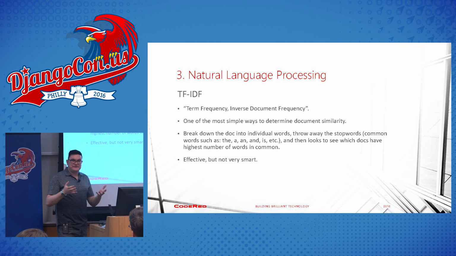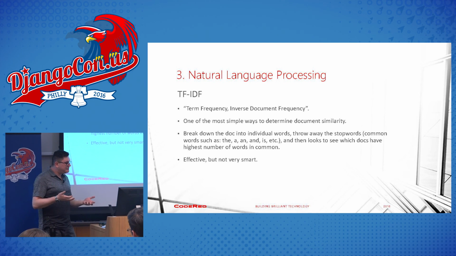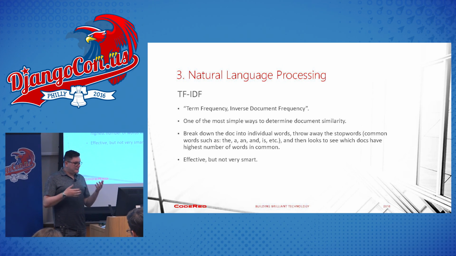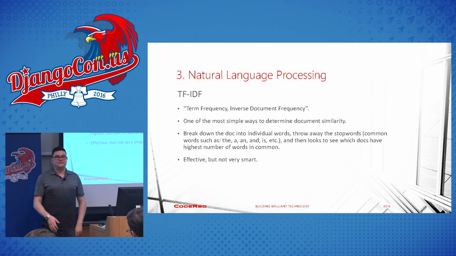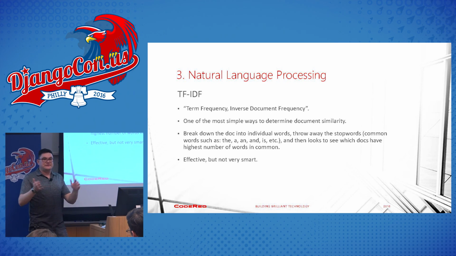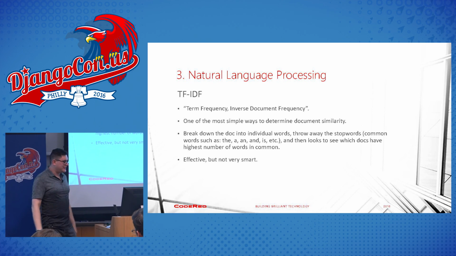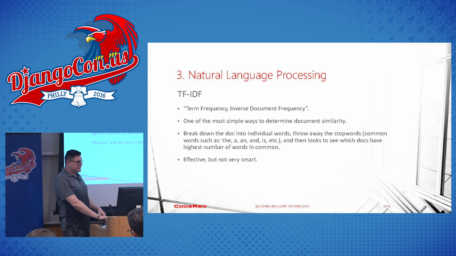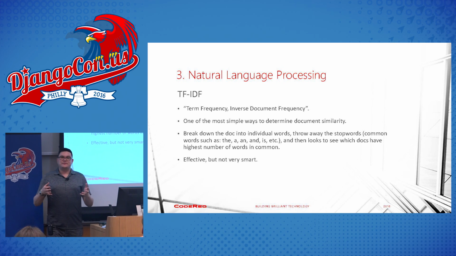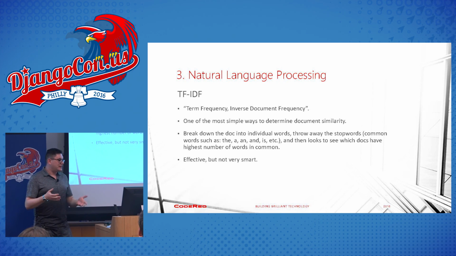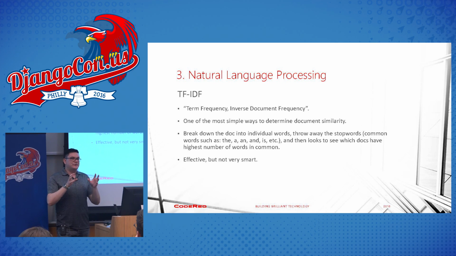Because of the simplicity, it's relatively easy to implement, but the problem is it's not very smart because it literally just counts up the words and says which has the most in common. And one other thing I should mention is that when you are making this comparison, you remove what's known as stop words, like the, a, and, your prepositions, that type of thing. So you're really only looking at words that actually have context or meaning rather than just words that are there for structure.